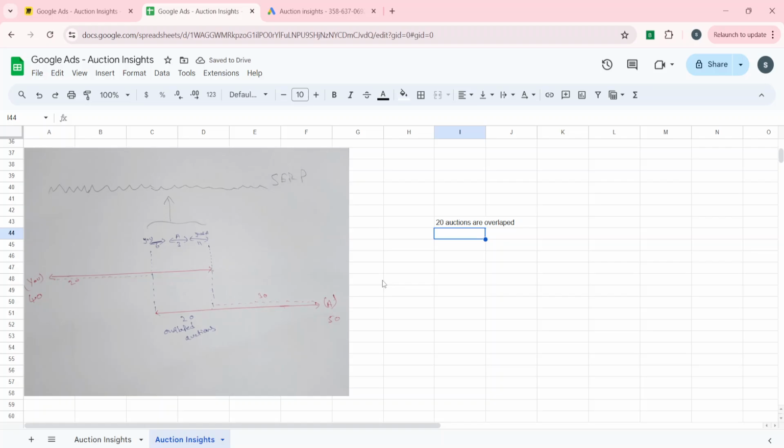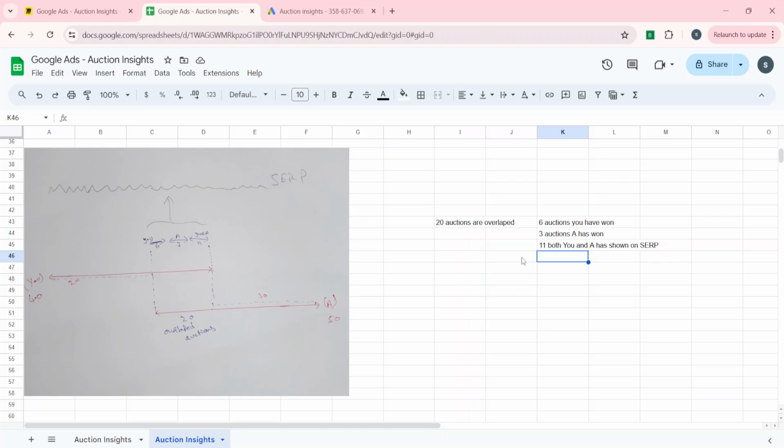In these 20 overlapped auctions, assume that 6 auctions you have won, okay, I'm writing here, and 3 auctions advertiser A has won. Okay, and in 11 auctions both you and A have shown ads on SERP. So I hope you are understanding these points. Okay, so let's assume these points.